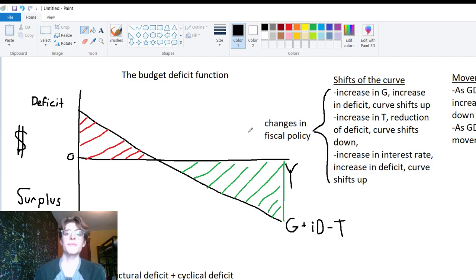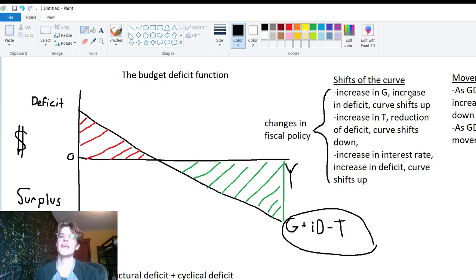Let's talk about some things that can shift this curve. Anything that changes any of these three variables will shift the curve. If we have an increase in G, that would increase our deficit, right? Because we're spending more. And so our whole curve is going to shift up to get a new line over here. Same thing if we have an increase in the interest rate, right? Because these two are positively related. This one, of course, is negatively related, taxes.